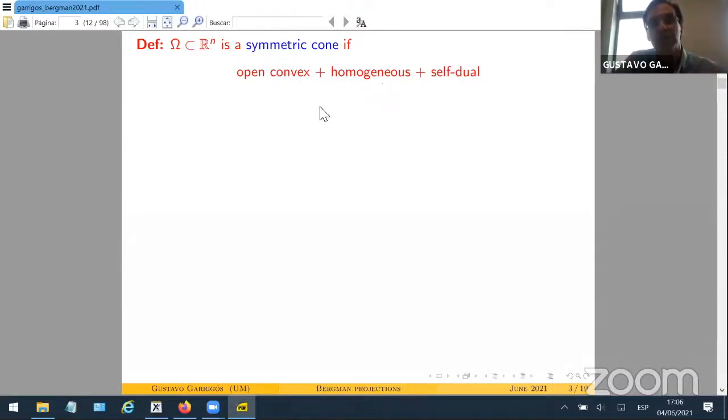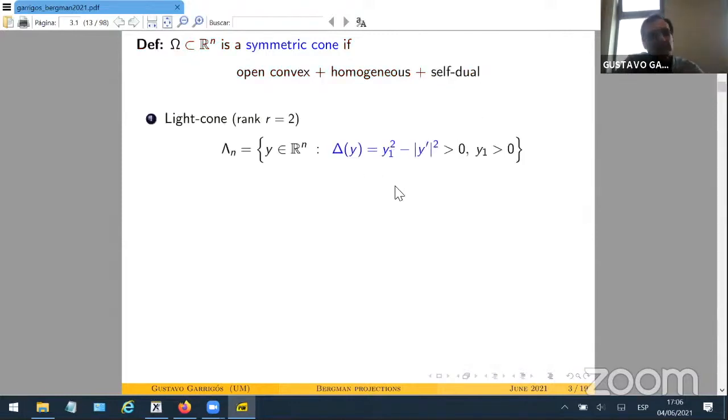So the cone somehow can be identified with a subgroup of the linear transformations in Rn, which preserve the cone. So this group identification is one of the keys of the things that we are doing. And then when I say that the cone is symmetric, not just homogeneous, I put one extra assumption here. The cone has to be self-dual, which means that for the natural inner product in Rn, the dual of omega coincides with omega. So this symmetry gives better properties and maybe a better notation for the things I want to state. But many things are actually true also for homogeneous cones.